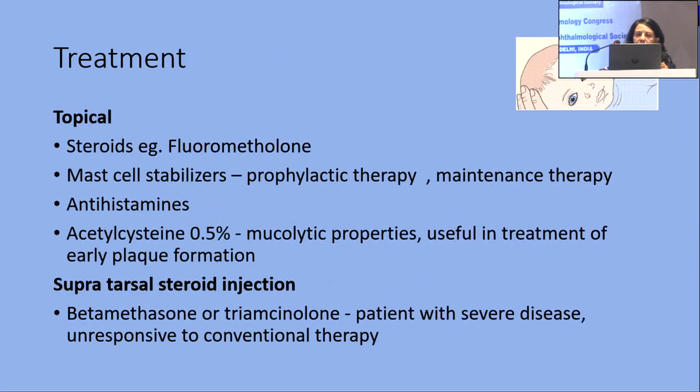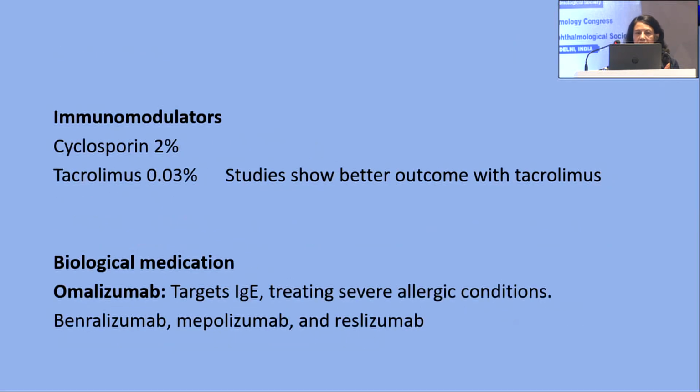And then treatment of course is mild steroid or mast cell stabilizers, antihistamines, acetylcysteine, which has mucolytic properties and is useful in the treatment of plaque formations. And then comes the injections like betamethasone or triamcinolone injections in severe disease, which can be tried. There are immunomodulators which are quite popular these days, cyclosporin and tacrolimus, but many studies have shown that tacrolimus is better than cyclosporin. So in my practice also, I prefer to use tacrolimus.